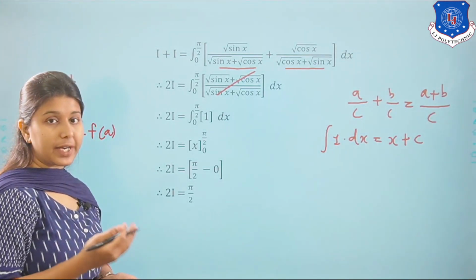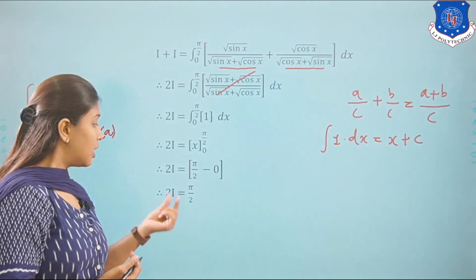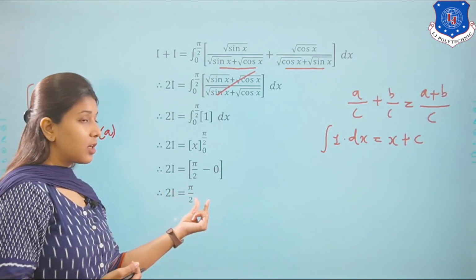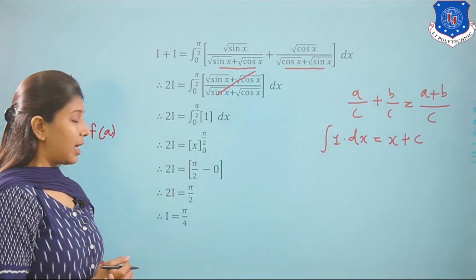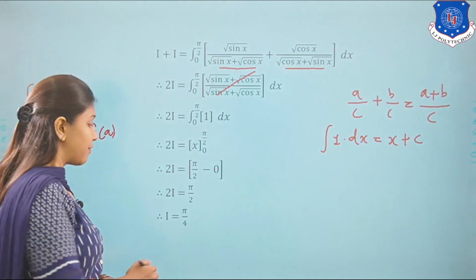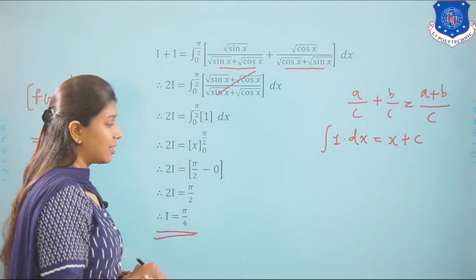Now we need to find the integration, that means I. So we take this 2 to the right hand side, and we get I is equal to pi by 4. So this is your final answer.